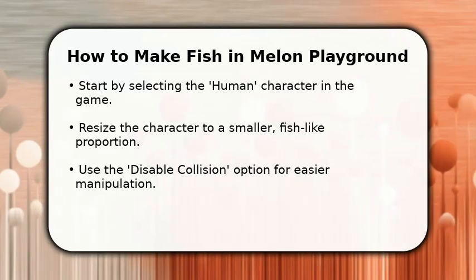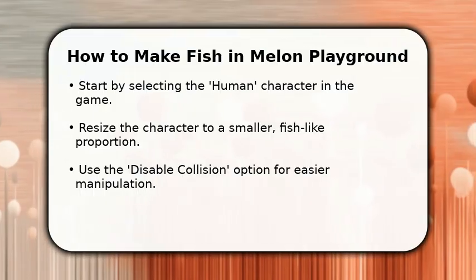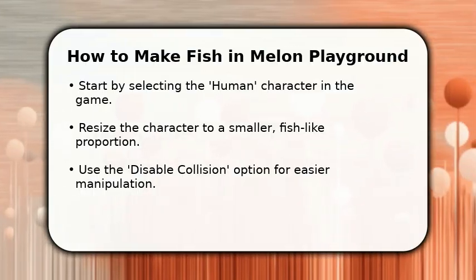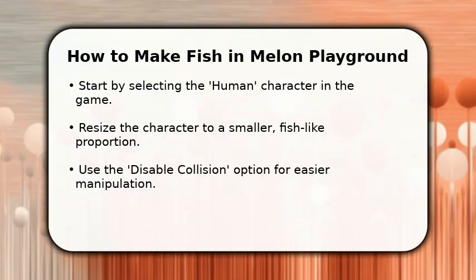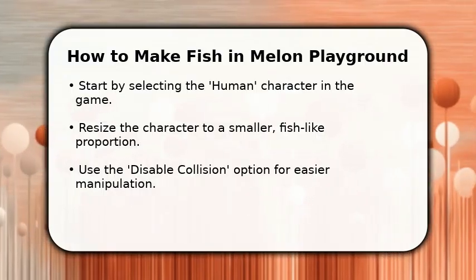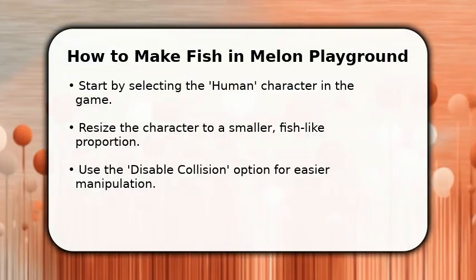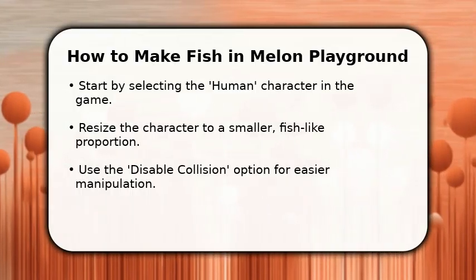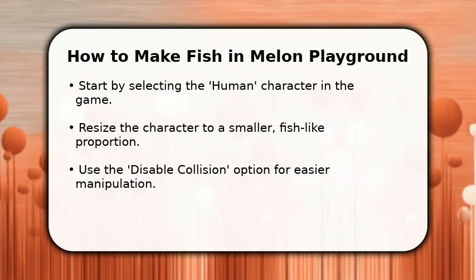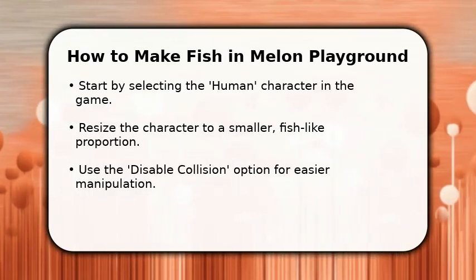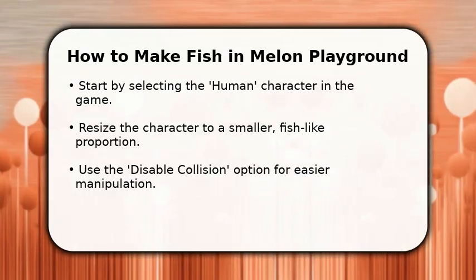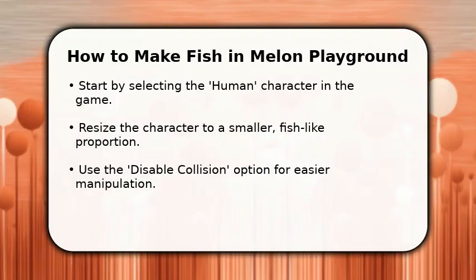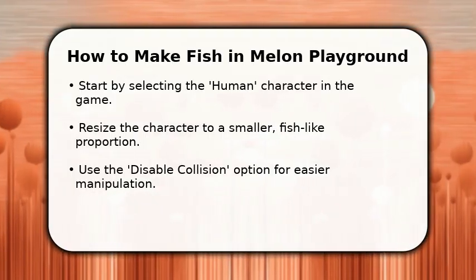In this video, I will show you how to make fish in Melon Playground. First, let's dive right in by selecting the human character from your character menu. You'll want to resize this character to a much smaller, more fish-like proportion, perhaps about 1/3 of its original size. Remember to disable collision for easier movement and shaping as we begin our creative process. This initial step sets the foundation for your aquatic creation.